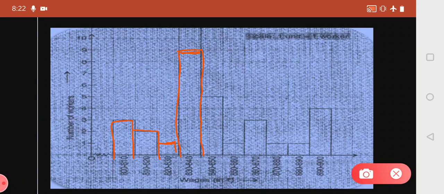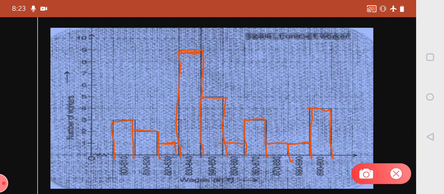For the fifth group, the frequency is given as 5. Sixth group, the frequency again is 1. For the 7th class interval, the frequency is 3. 8th class interval, the frequency is 1. 9th also the frequency is 1. 10th, the frequency is 4. In this way, you have to draw the rectangles continuously.